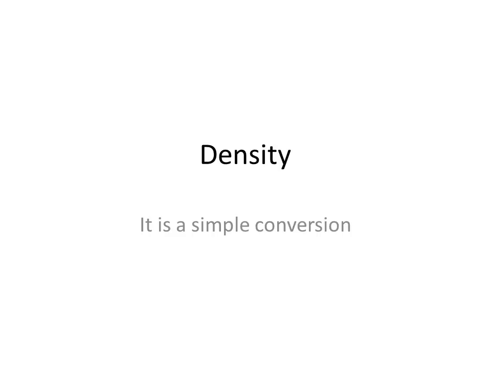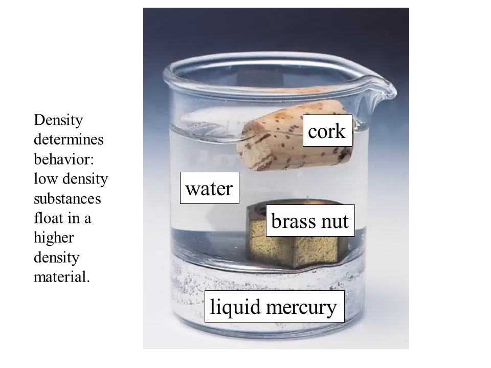Now we're going to look into density. Density determines behavior. The numerical value of density determines whether or not something will float or sink in another material. For instance, cork has a smaller numerical value of density than water, which has a smaller value than brass, which has a smaller value than mercury. And so cork floats in water because the numerical value of its density is smaller than that of water.